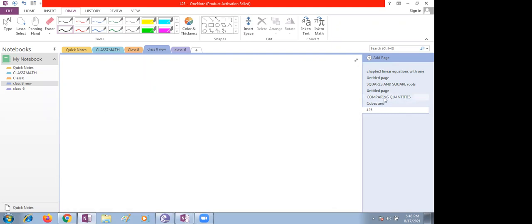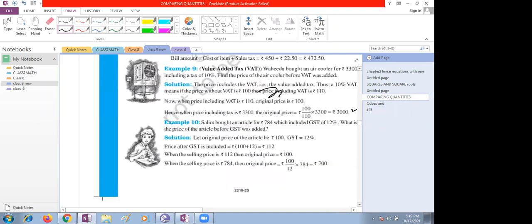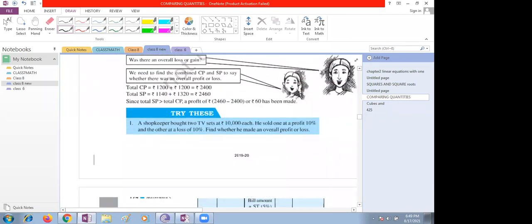Then let me go to our questions. You just see this question. What is the question here? Please read the question, Shreya, once. A shopkeeper bought 2 TV sets at 10,000 rupees each. He sold one at profit 10% and other at loss 10%. Find whether he made an overall profit. Ma'am, no profit, no loss.